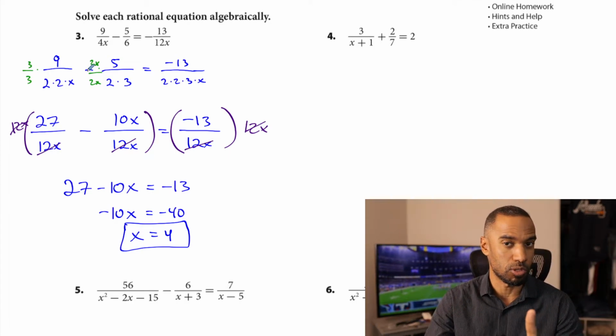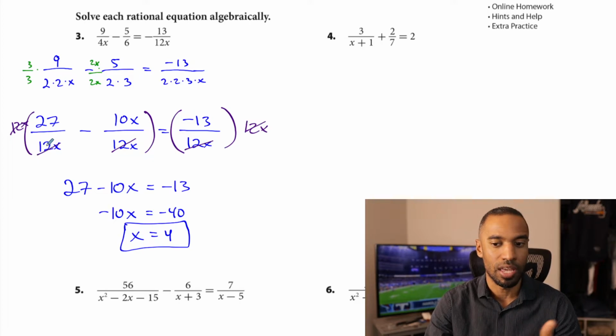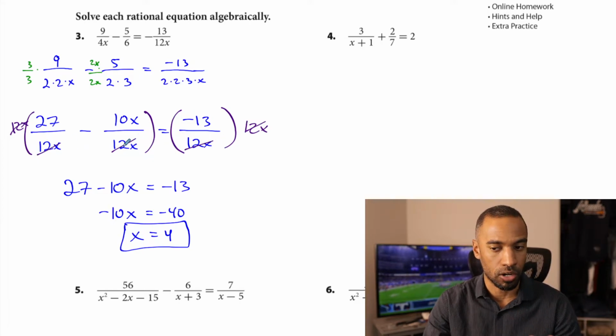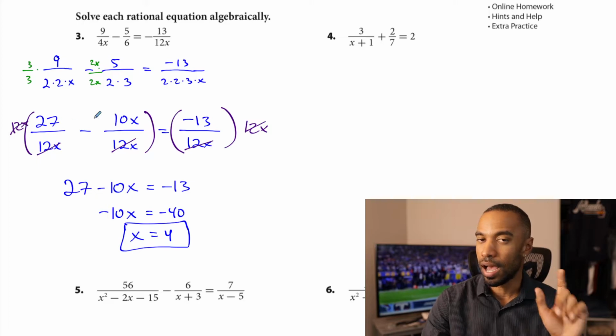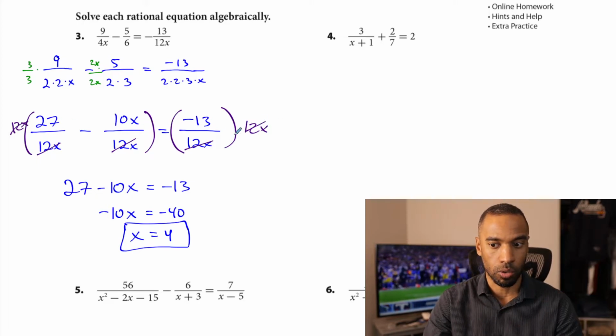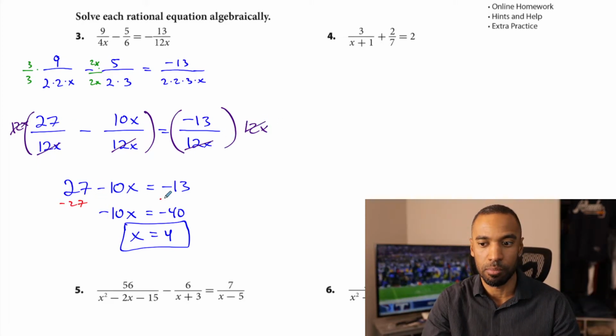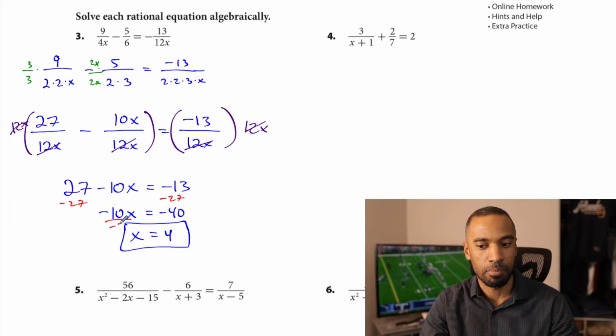The other difference between equations and expressions, I hope this makes sense, guys, is that when I eliminated the denominator here, that was because this is an equation. I can multiply both sides by the same thing all I want, just like I subtracted 27 from both sides here, and just like I divided both sides by negative 10 here.